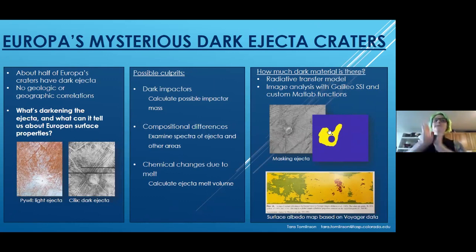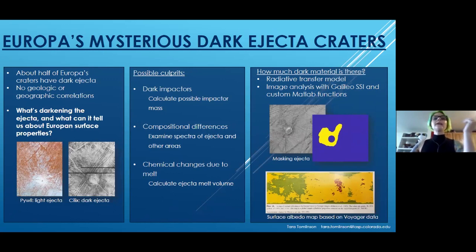To do this, I started out with a few possible culprits for the darkened ejecta. First, I considered that dark impactors could be responsible. Most of the meteorites that hit Europa are Jupiter family comets, which have an average albedo of about 0.04. So by calculating the mass of a probable impactor from the size of the crater it made, I can get an idea of how much dark material an impactor would contribute to the ejecta.